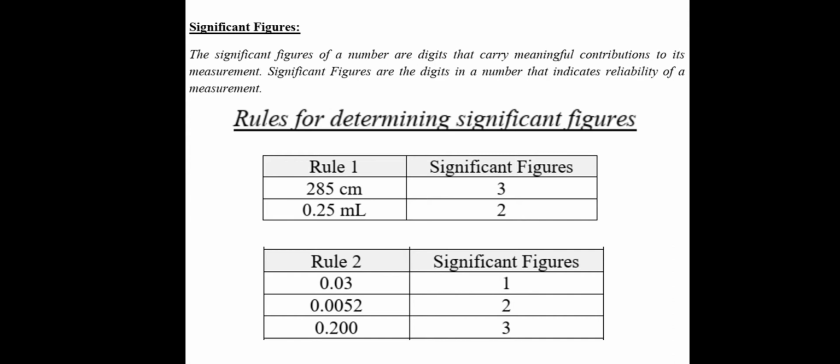The second rule is that zeros preceding the first non-zero digit are not significant. Such zeros indicate the position of the decimal point. For example, 0.03 has one significant figure and 0.0052 has two significant figures. Zeros at the end or right of a number are significant provided they are on the right side of the decimal point. For example, 0.200 has three significant figures.